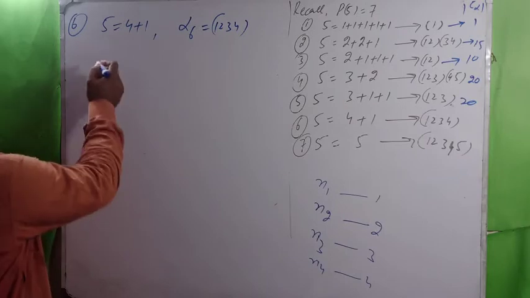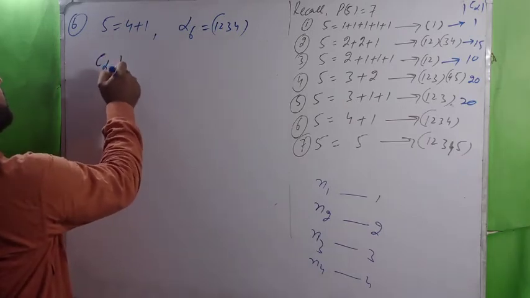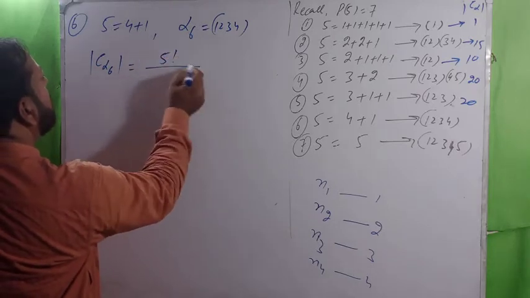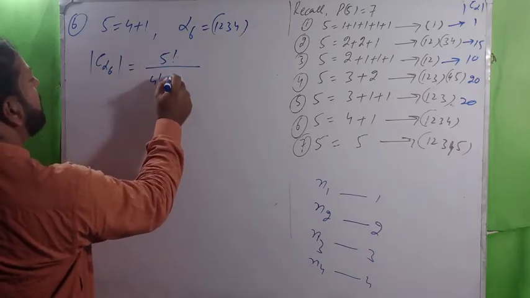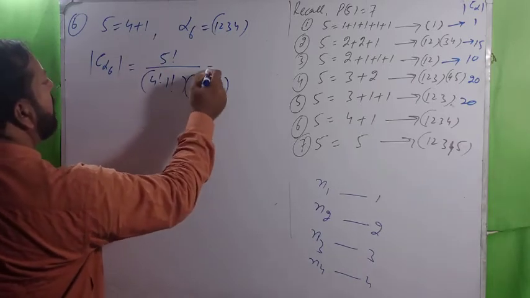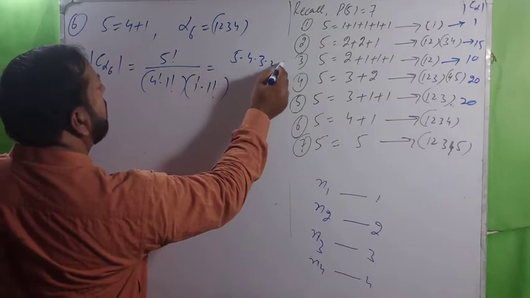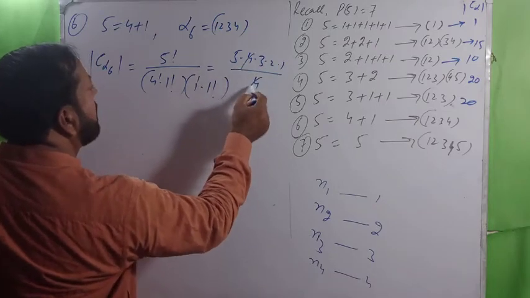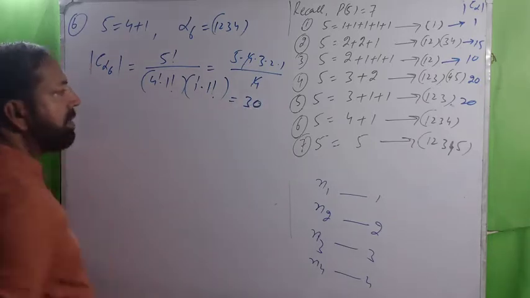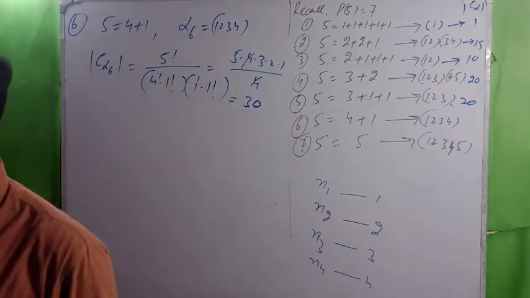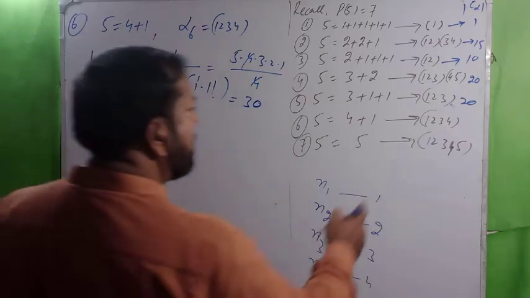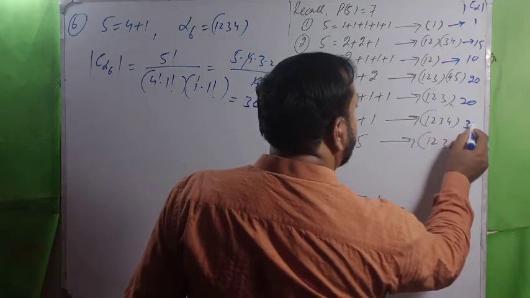So the formula is C alpha 6, the conjugacy class, is 5 factorial over 4 power 1 into 1 factorial and 1 power 1 into 1 factorial. So you have 5, 4, 3, 2, 1 over 4. These are cancelled, that is 30. So you are getting 30 elements corresponding to 1, 2, 3, 4. So corresponding to this, you are getting 30 elements.